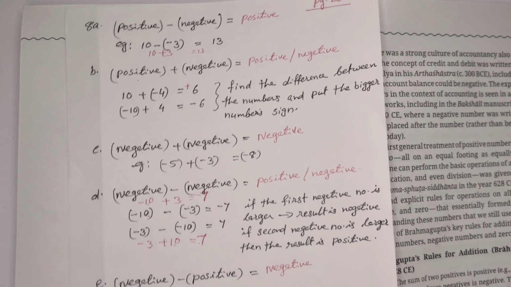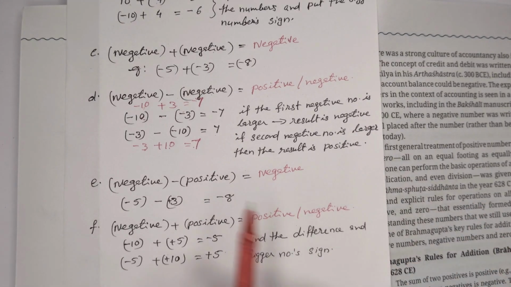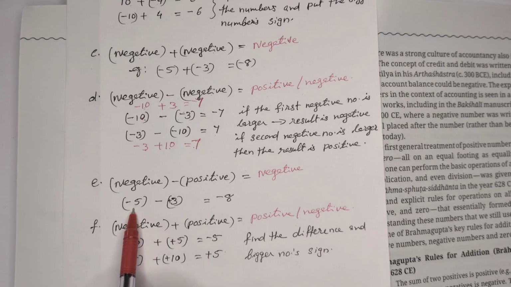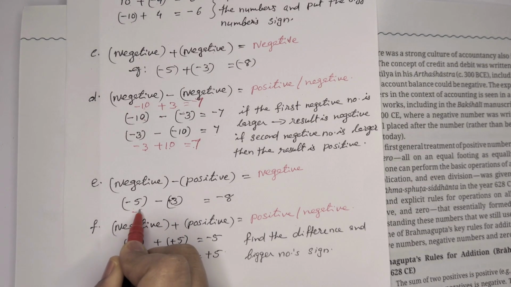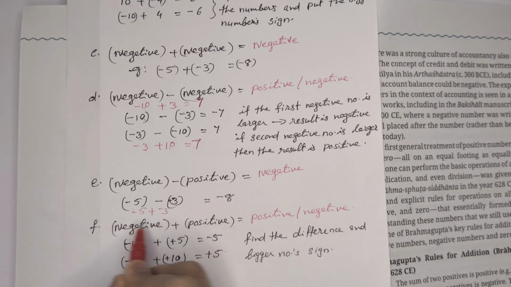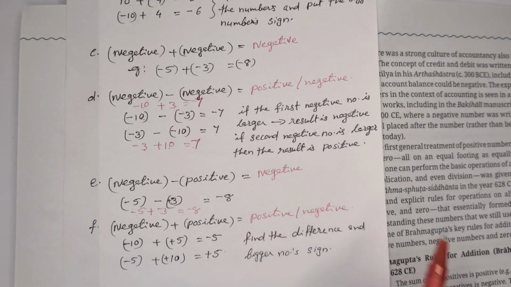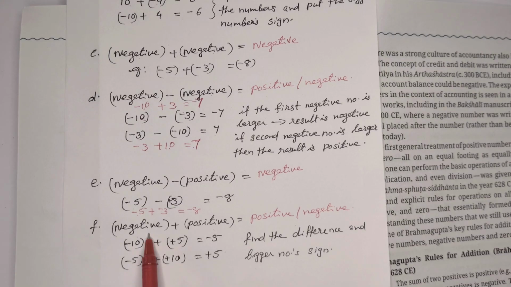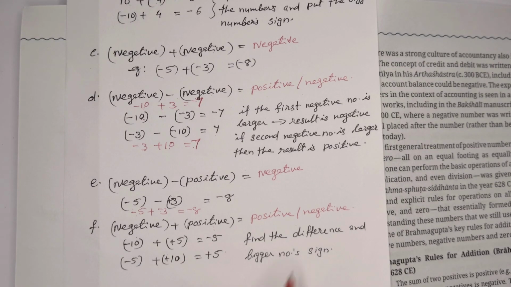Next one, negative number minus positive number. So negative minus positive is always negative. This number is negative, and this also becomes negative. When we change the sign, minus 5 plus minus 3 will come. Two negative numbers, so it is equal to minus 8. The answer will always be negative. Last one, negative plus positive. They are also the same way. One is negative, one is positive. So the answer can be positive or negative. It depends on that. Find the difference between the numbers and put the bigger number's sign.